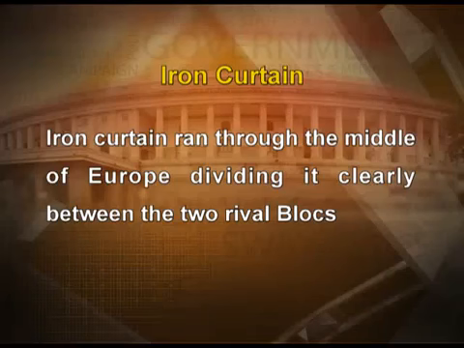Now, interestingly, Europe became the main arena of conflict between these two superpowers. The division also appeared on the geography or map of Europe. This divide between East and West of Europe is called the Iron Curtain. This Iron Curtain ran through the middle of Europe, dividing it clearly between the two rival blocs under the occupation of two superpowers.